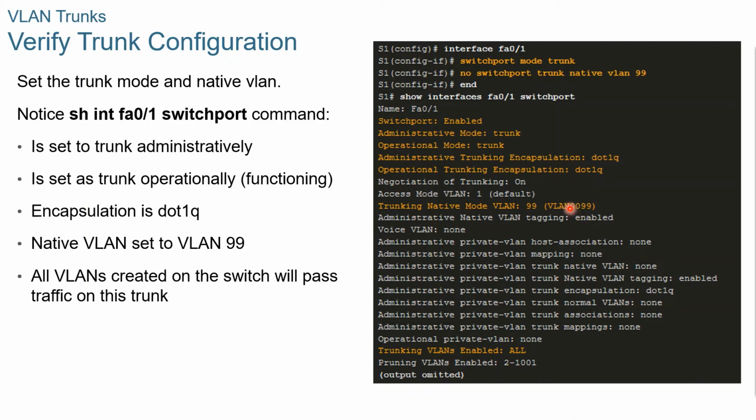Now the top highlighted area shows that Fa0/1 has its administrative mode set to trunk, as mentioned earlier. That means the port is in trunking mode. The next highlighted area verifies that the native VLAN is VLAN 99. Further down, the bottom highlighted area shows that VLANs 10, 20, 30, and 99 are enabled on the trunk. Okay, so that's it.